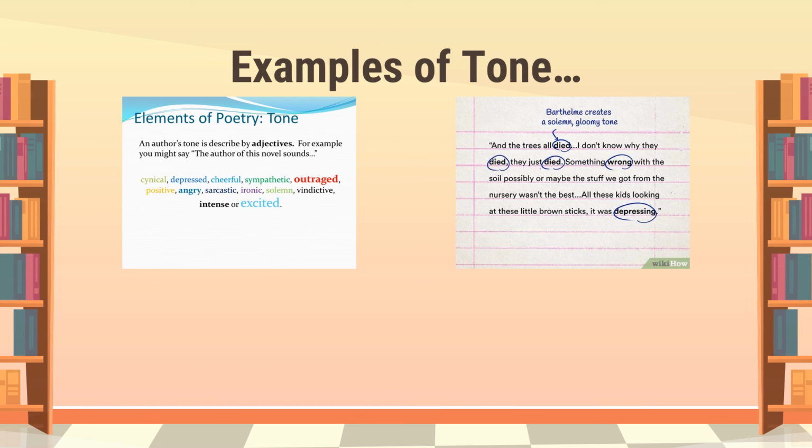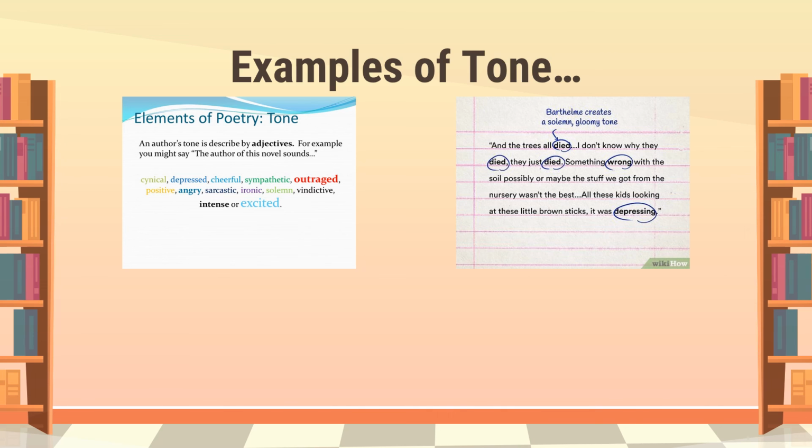Here are some examples of tone in poetry. So an author's tone is described by adjectives. For example, you might say the author of the novel sounds angry, excited, nervous, sorrowful, all of those.